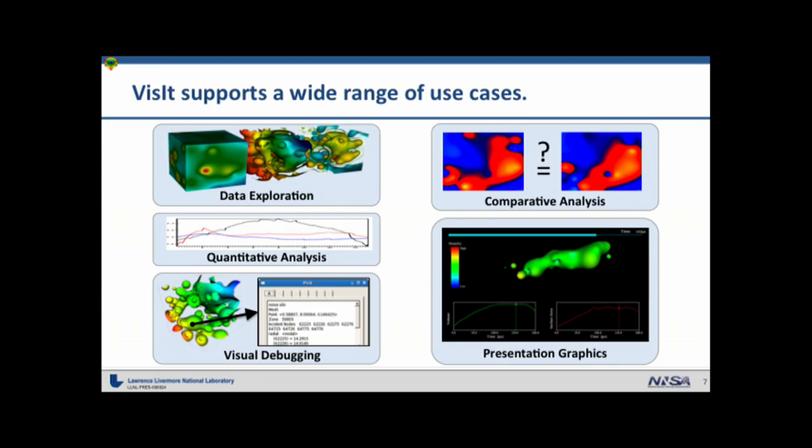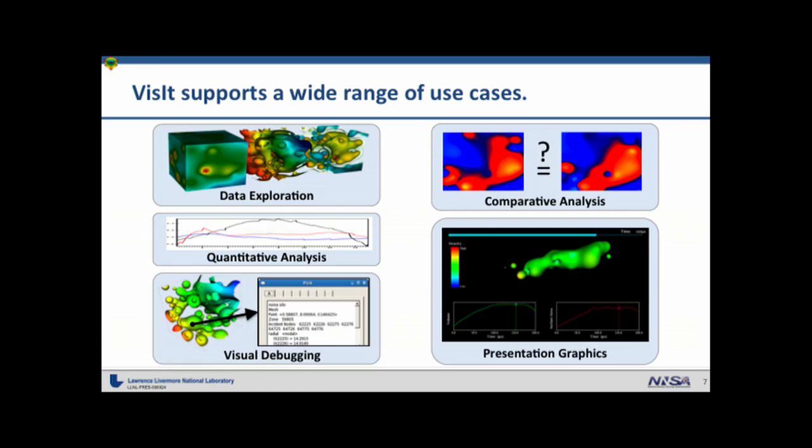Another use case is comparative analysis. So this goes from just kind of eyeball norm, produce two pictures and look at them and see if they're the same. But it also goes beyond that, where we have ways of mapping meshes onto each other and taking differences, so you can make that more quantitative.